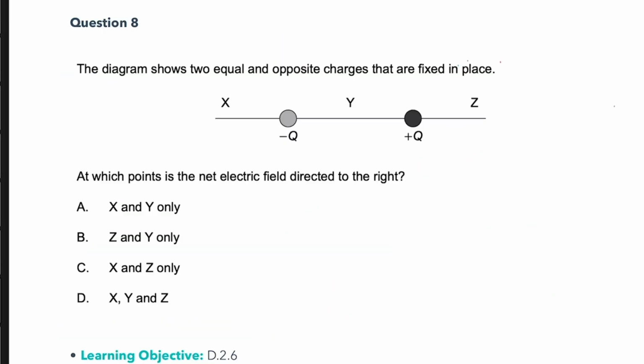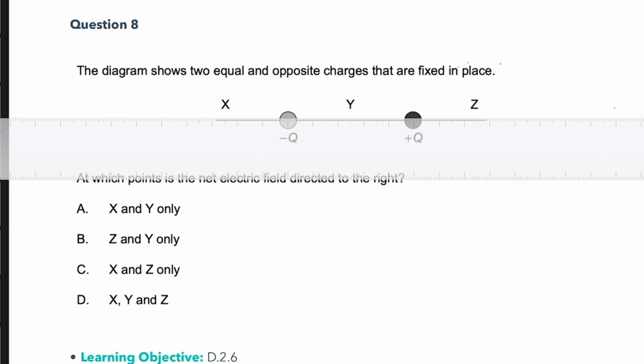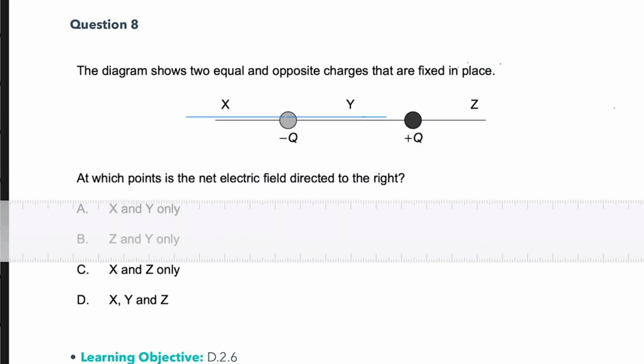Here we have another question very similar. The diagram shows 2 equal and opposite charges that are fixed in place. At which points is a net electric field directed to the right? If we go to minus Q, a positive test charge is going to be attracted towards it, so the electric field strength is going to be in that direction.